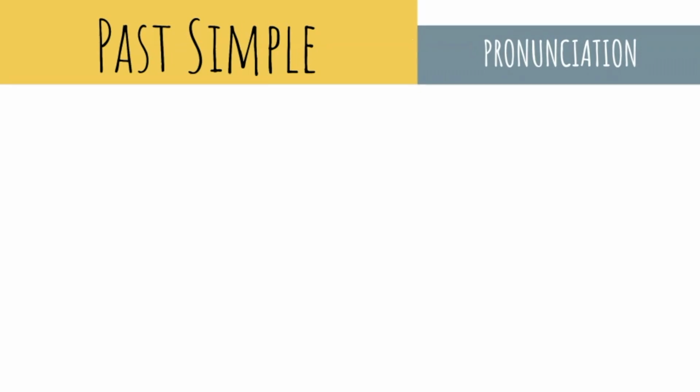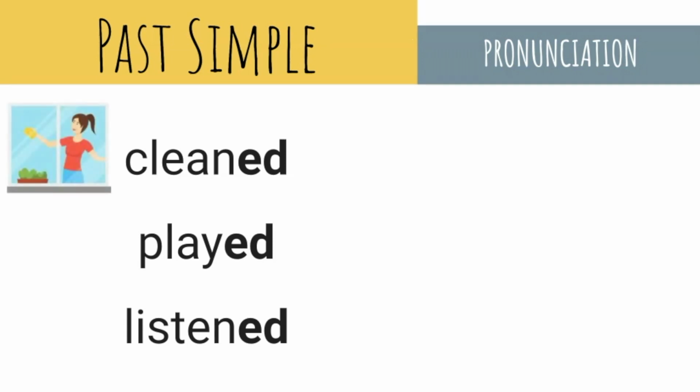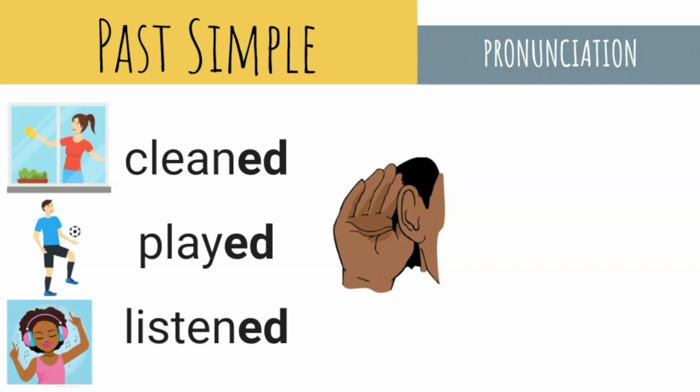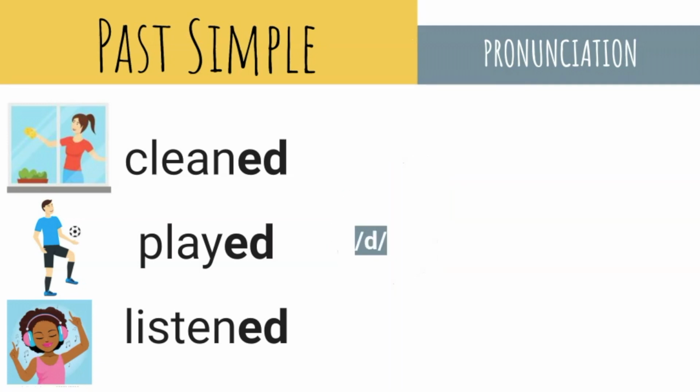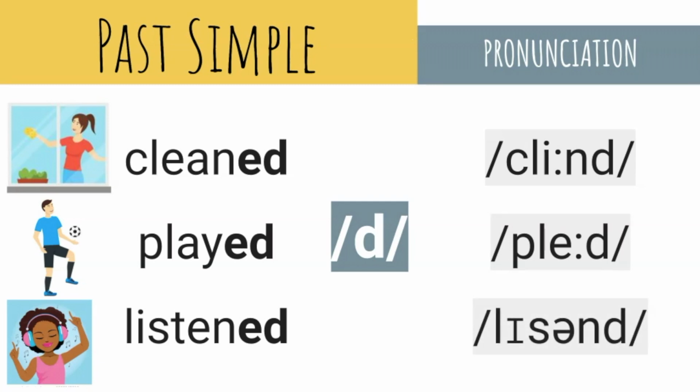Let's look at some more pronunciation. Cleaned, played, listened. What sound does ed make? D. You're right. In these words, ed has the d sound: cleaned, played, listened.